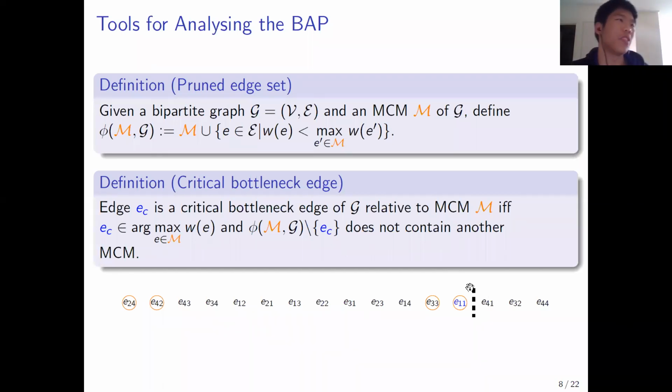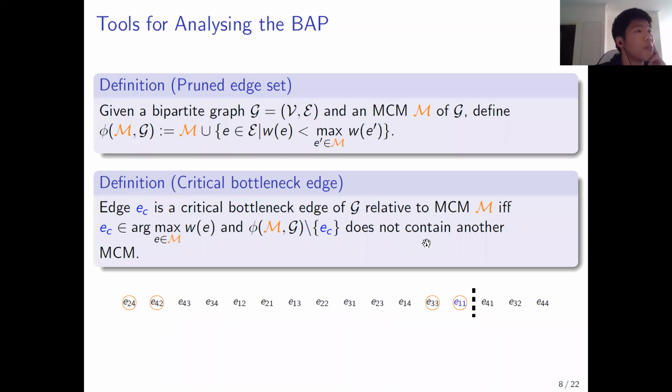Again, I'll go to the visual aid to help me explain this. I have my pruned edge set here, and I remove one edge. So I move this dashed line to the left by 1. I remove EC, which is in blue, E11. And then I try to find 4 circled edges within the remaining set. If I can't do that, then I know that my blue edge must be a critical bottleneck edge, because remember, in the pruned edge set everything to the left is smaller than everything to the right. So this really defines a critical point in our algorithm: if we can find this E11, the moment we try to remove it, our algorithm will terminate and we know that we've reached a solution to the bottleneck assignment problem.